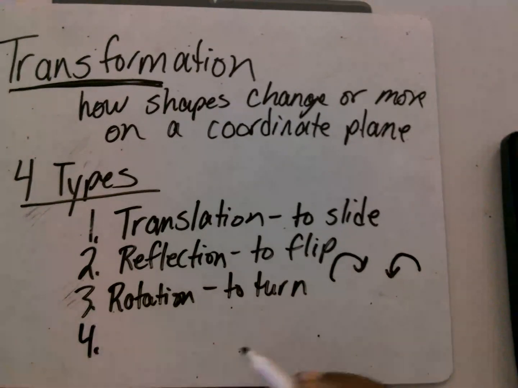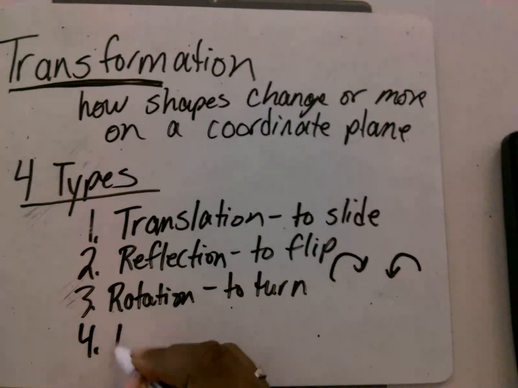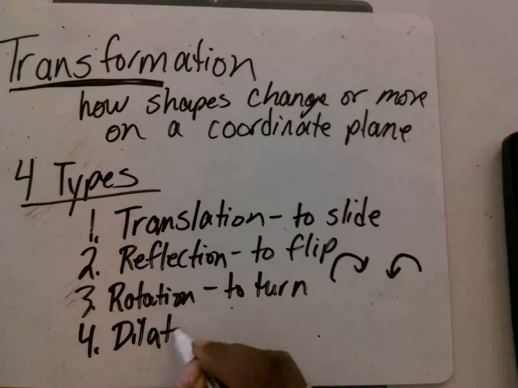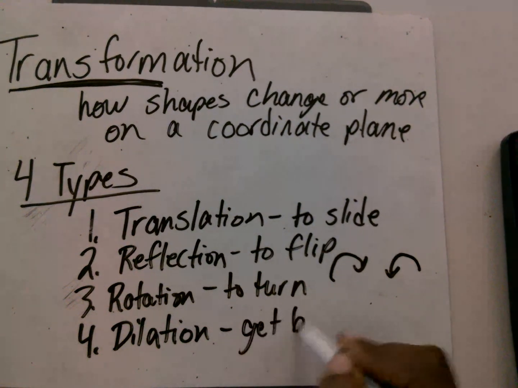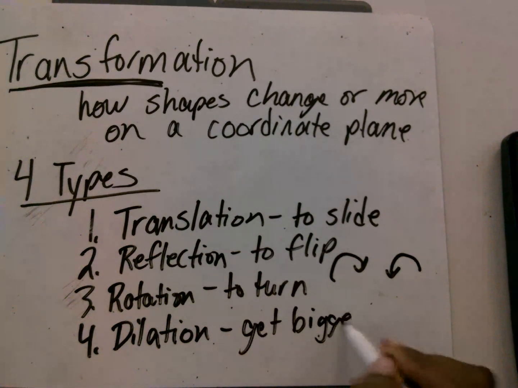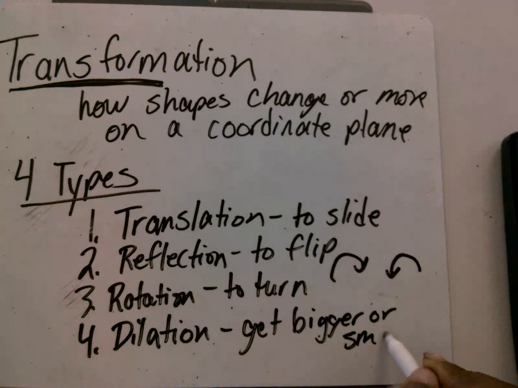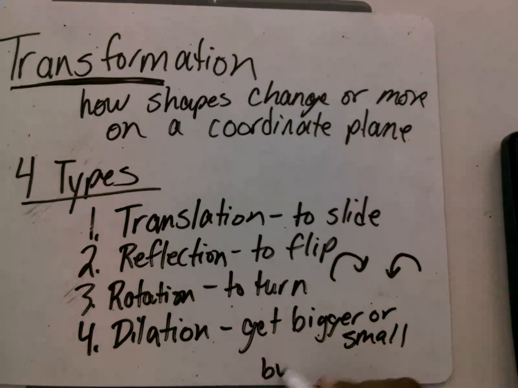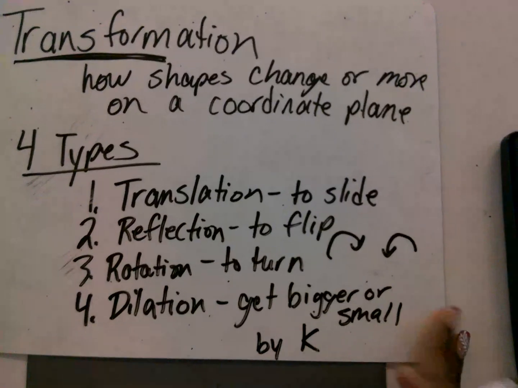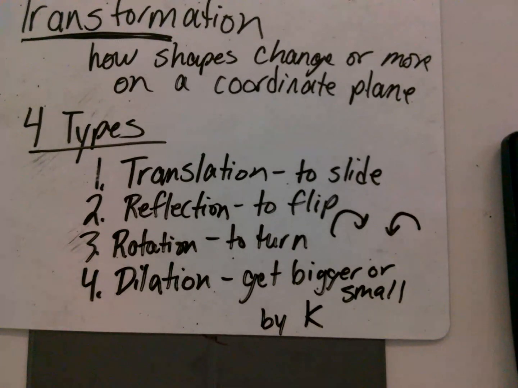The last transformation that we're going to make is dilation. And dilation is to get bigger or smaller. That's either an enlargement or a reduction by a scale factor. K is the scale factor. How much is it getting bigger or smaller? That's K. If K is 2, it's getting twice as big. If K is 1/2, it's twice as small.